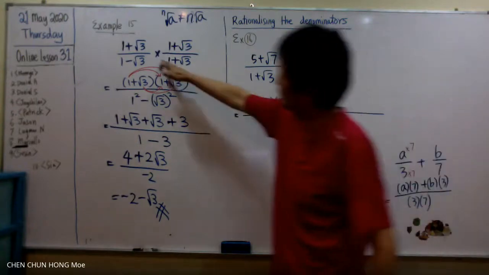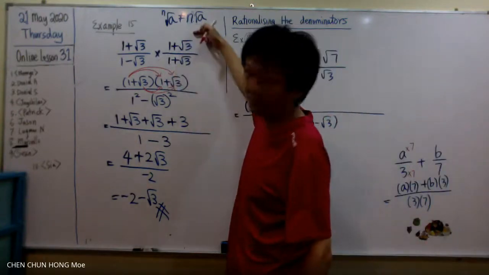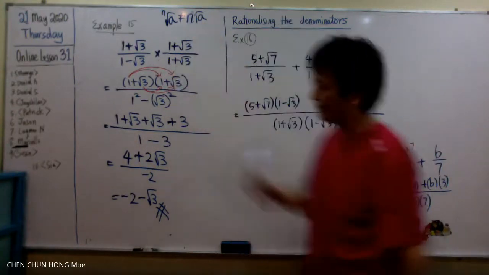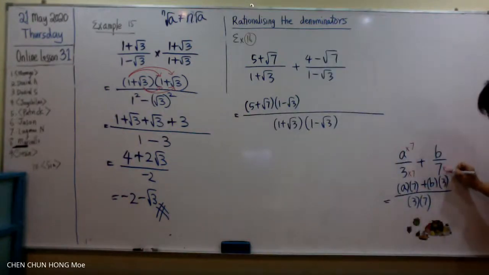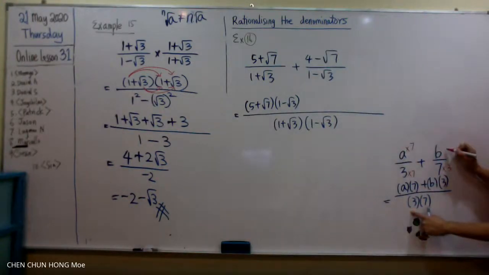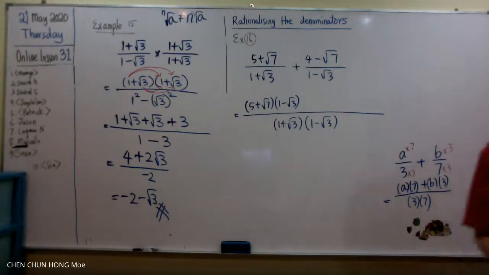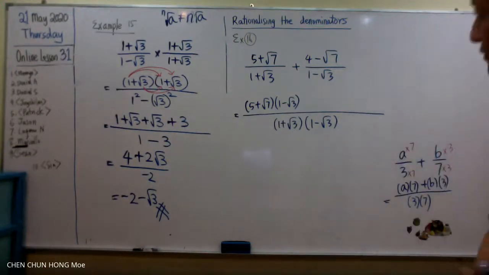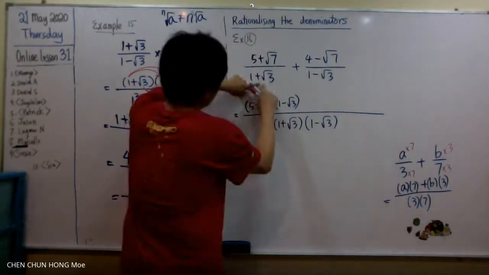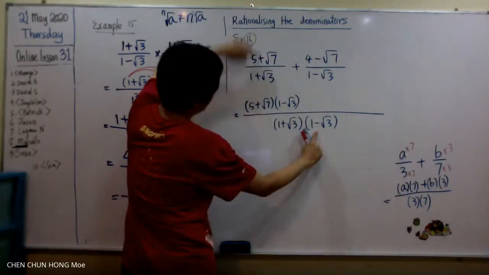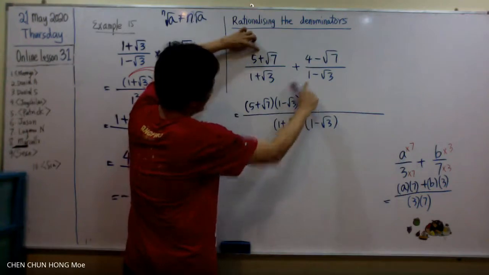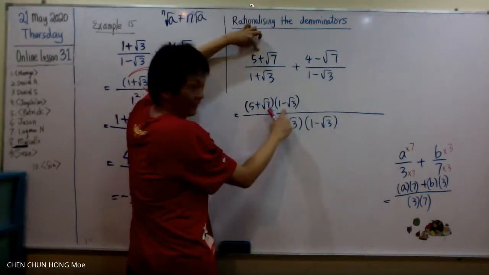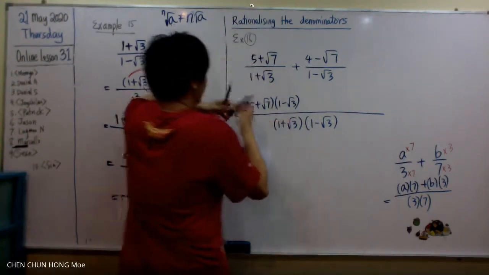You multiply this by something, you have to multiply upstairs by the same thing also. Same thing here, you multiply this by 3, so you have to multiply this by 3 also. Again, the idea is to multiply by 1 because we are not changing the value. So this multiplied by this, then this here also needs to be multiplied by this.